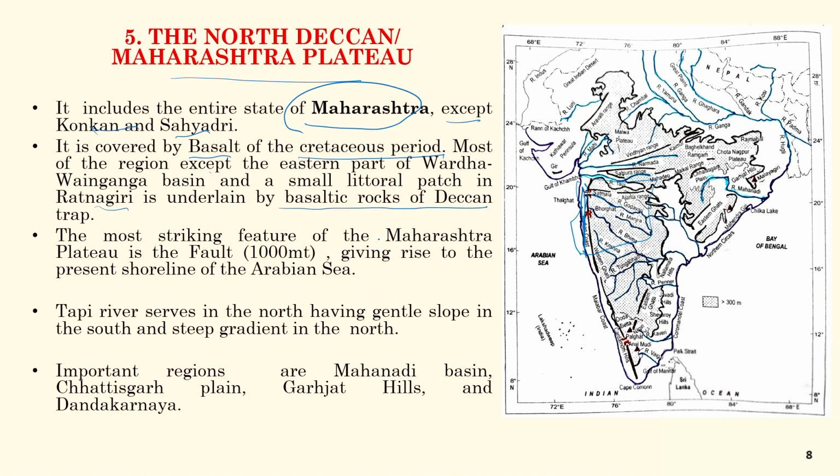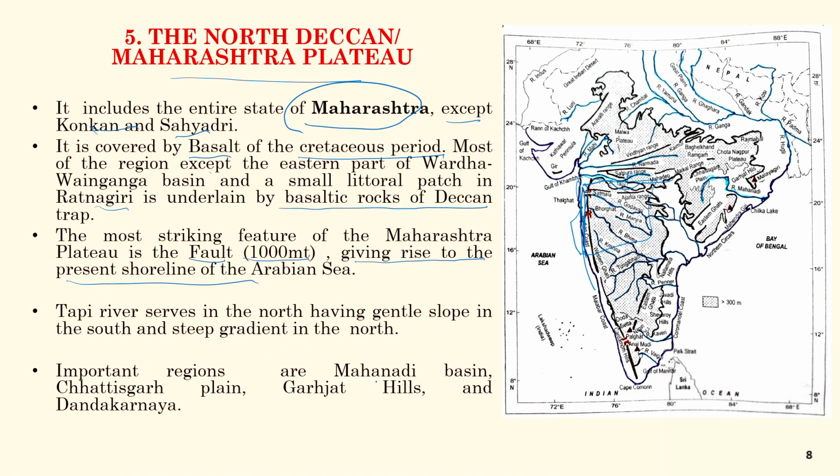The most striking feature of the Maharashtra Plateau is a fault, 1000 meters in length, giving rise to the present shoreline of the Arabian Sea. The Tapi river flows in the north, lying just south of the Satpura range, and it has a steep gradient toward the north area.